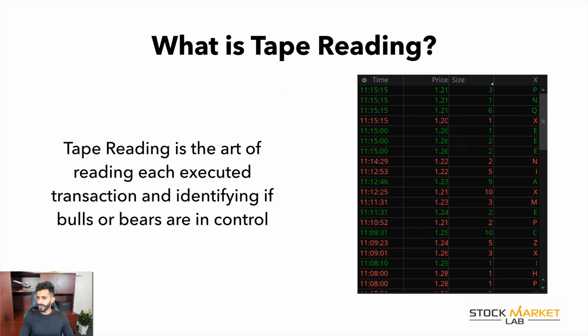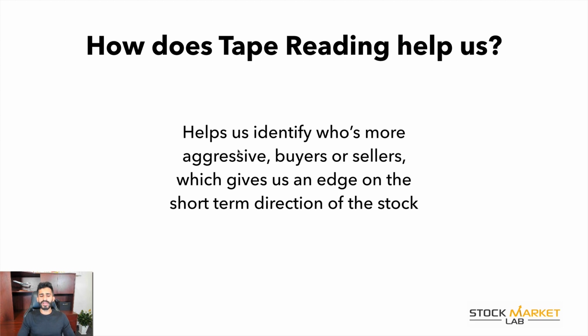So how does tape reading help us? It helps us identify who's more aggressive, buyers or sellers, which gives us an edge on the short-term direction of the stock. We're supposed to use it as day traders or someone scalping. If you're going into a trade for a long period of time, as a swing trader, this will not really apply. This is primarily for someone scalping or day trading, meaning you're in and out of a trade in seconds, to a few minutes, to maybe a few hours. This is when tape reading becomes extremely effective.